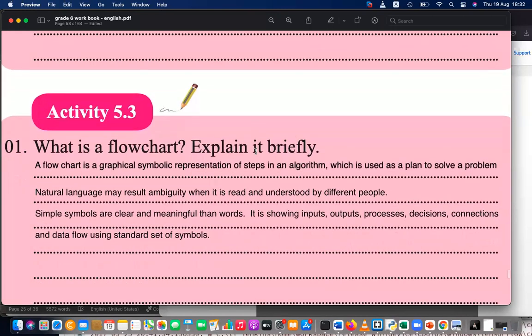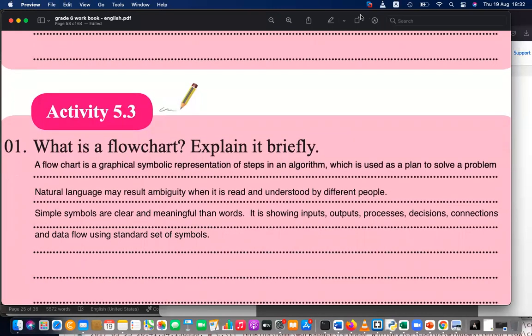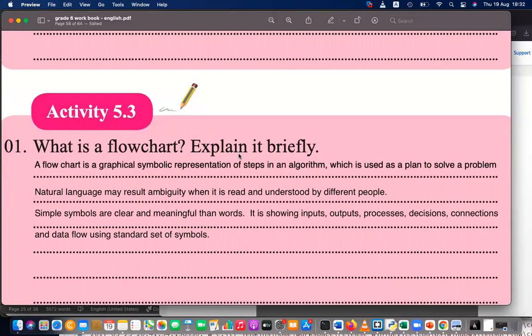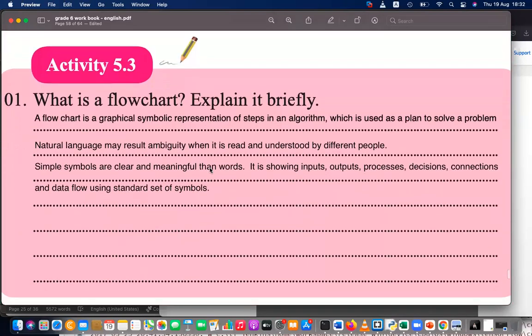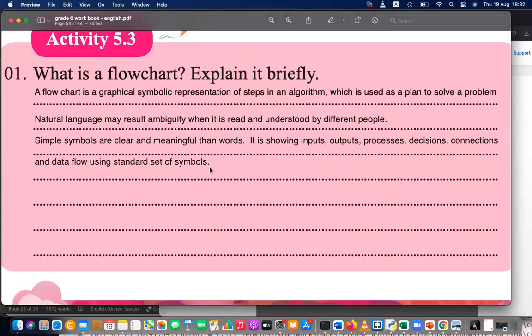Okay, please write down this under flowcharts, that is 5.3. So what are the symbols used in a flowchart? Can you remember? Yes, how to show input and output?